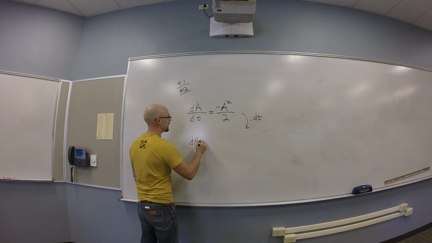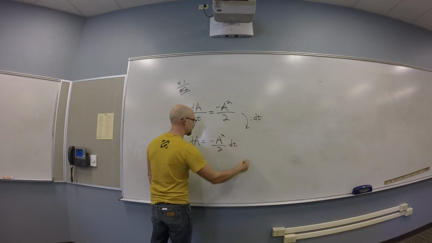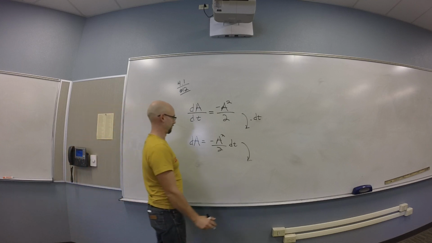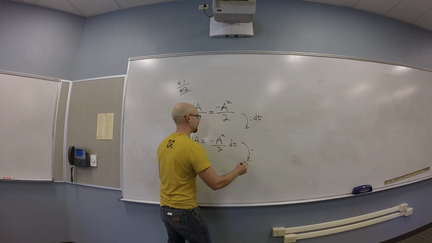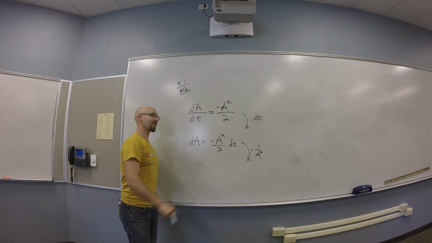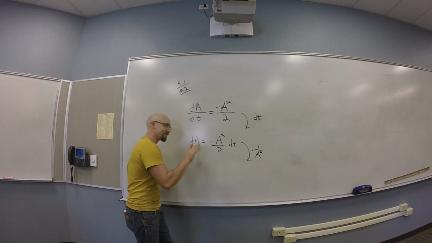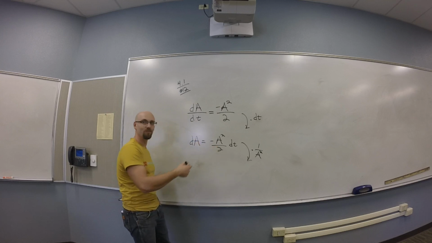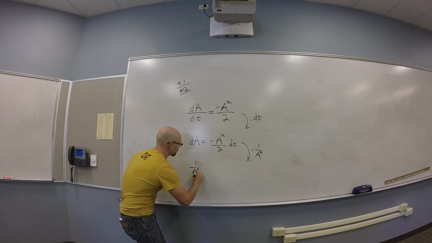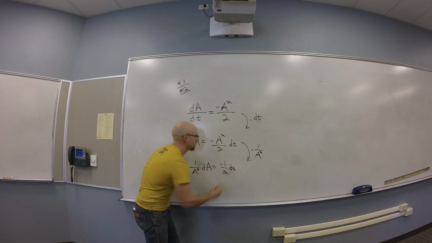So we get dA is minus a squared over 2 dt. And then what else? I'm lazy. I'm just going to multiply by 1 over a squared. That way I can do some work on the right-hand side too. Split the work up a little bit. Get the a's to one side, get the other stuff to the other side. So I got 1 over a squared dA equals minus 1/2 dt.